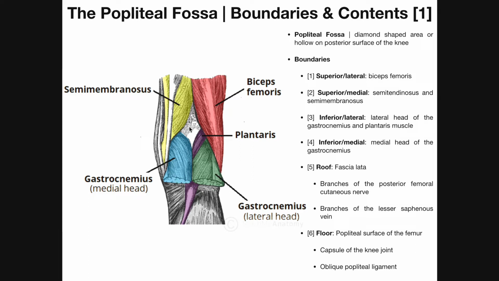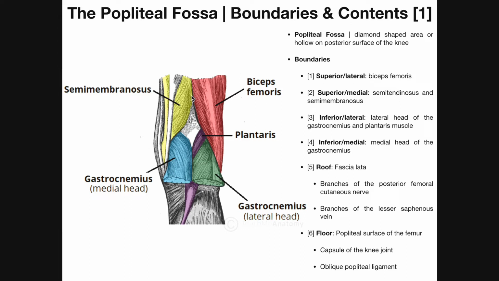So this space right here is really formed because we have several muscles on its border, on its periphery, that create the boundaries. So let's look at those boundaries right now. We look at the superior lateral border, so that's right here. This border is formed by the biceps femoris. That's the lateral of the hamstring muscles. Then the superior medial border right here is formed by the other two hamstring muscles, the semitendinosus and semimembranosus.